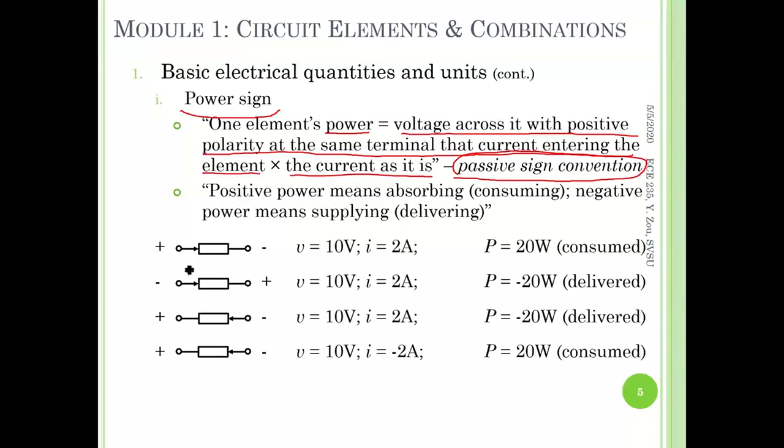So first case, we have positive polarity here for the voltage, and the current is flowing into this positive polarity as well. This case matches the passive sign convention perfectly. So we just directly use the given voltage and current values to calculate the power. Positive 10 times positive 2 equals positive 20 watt.